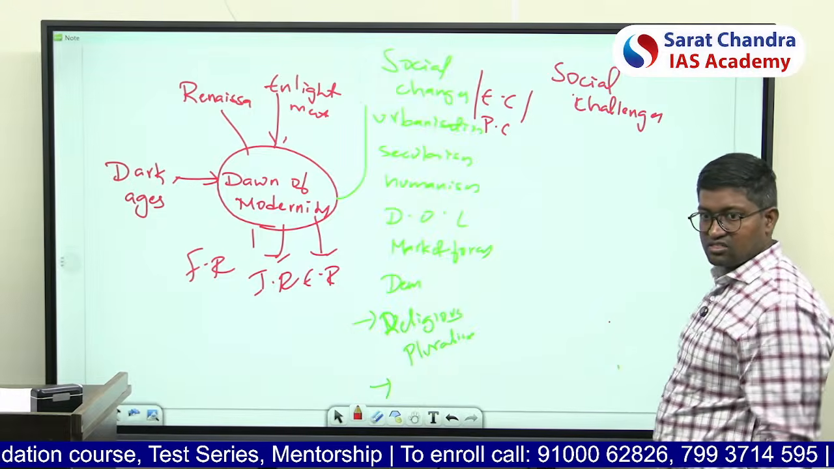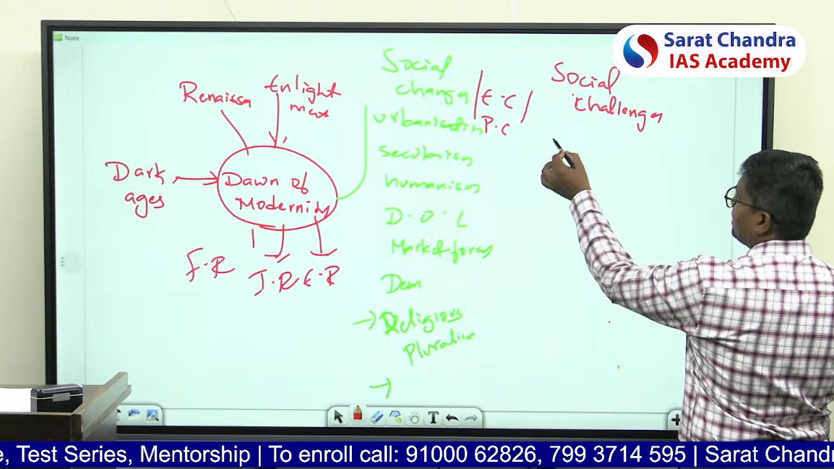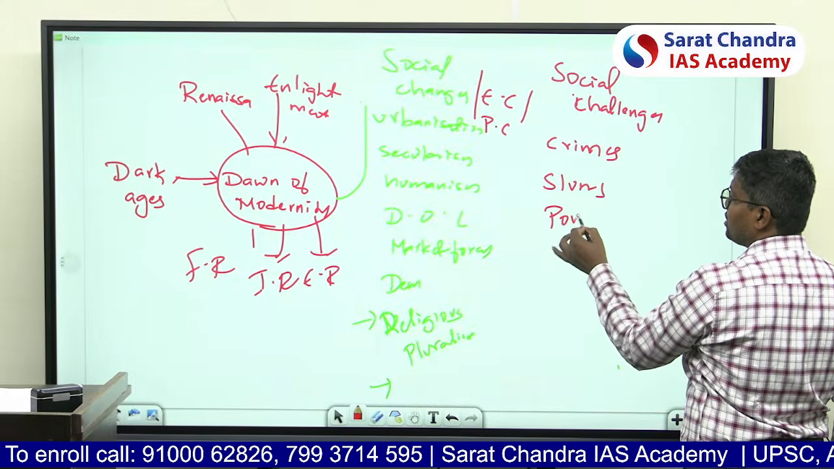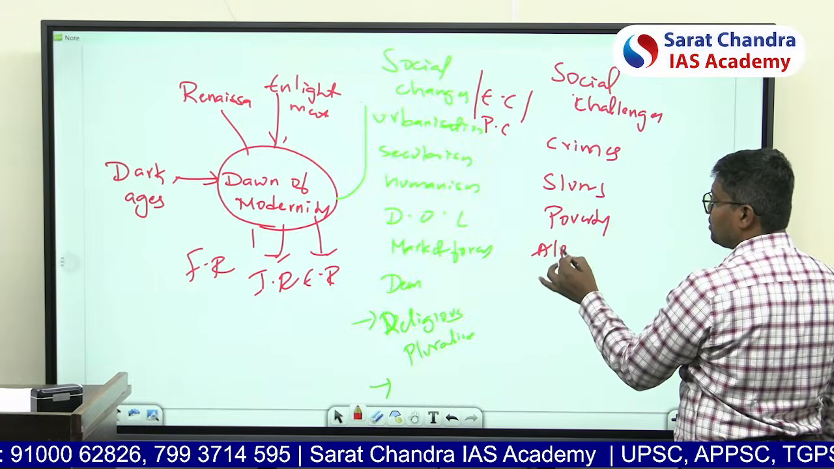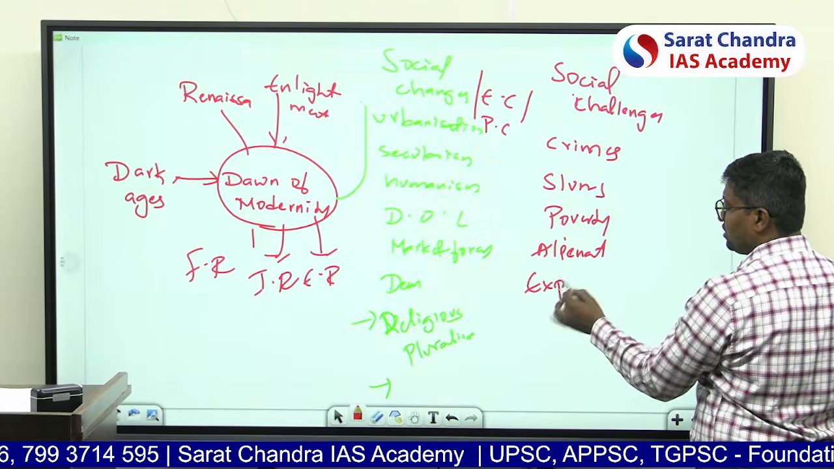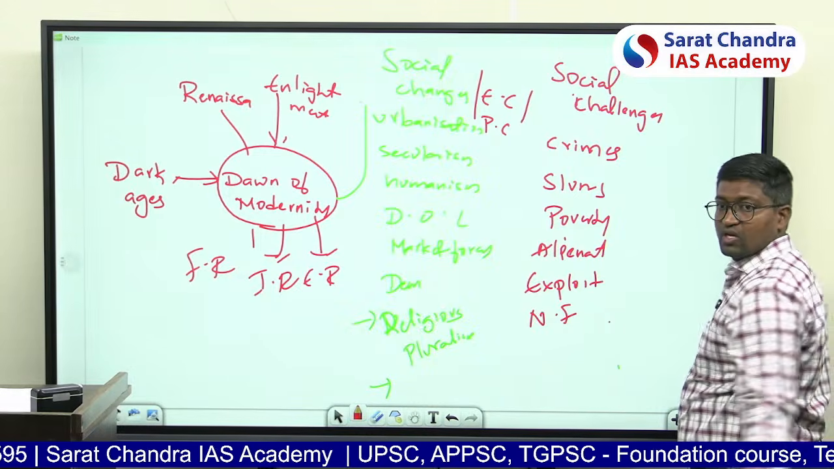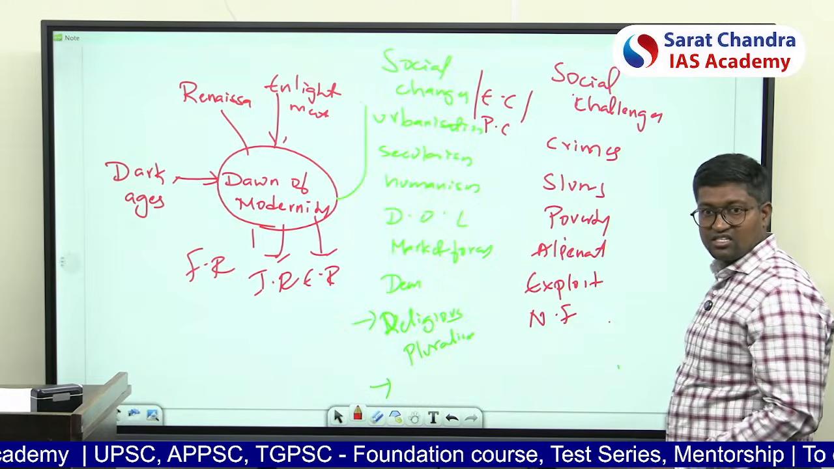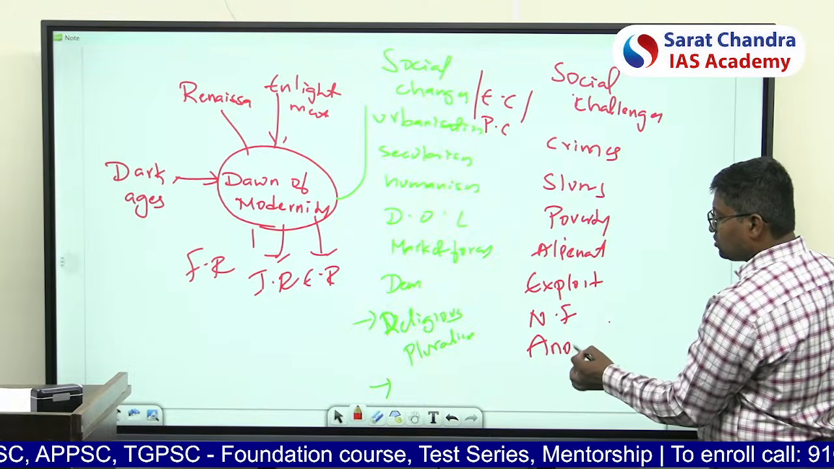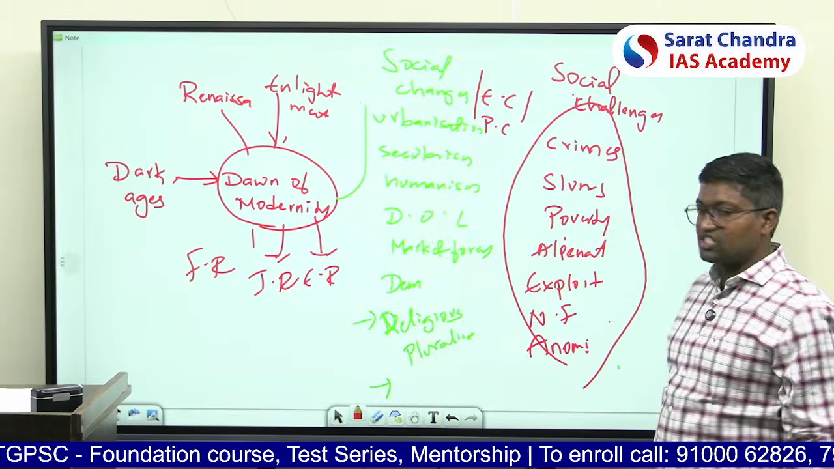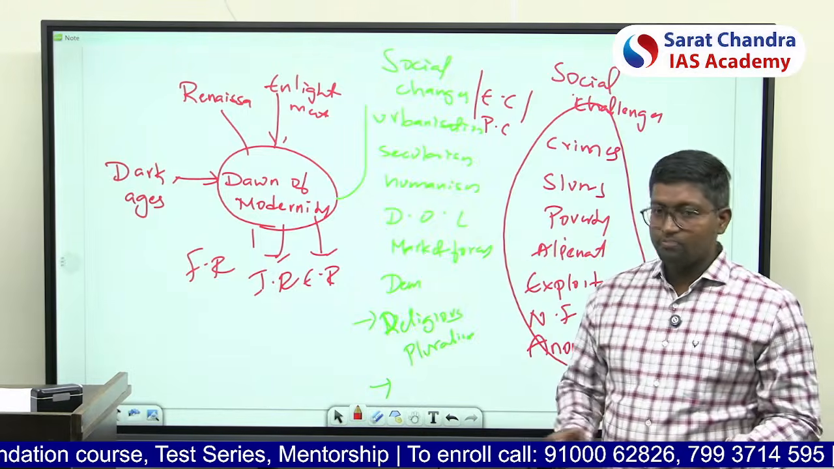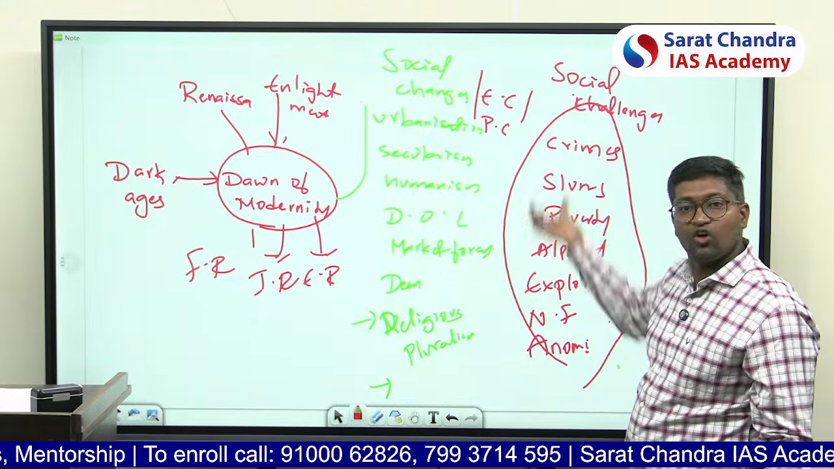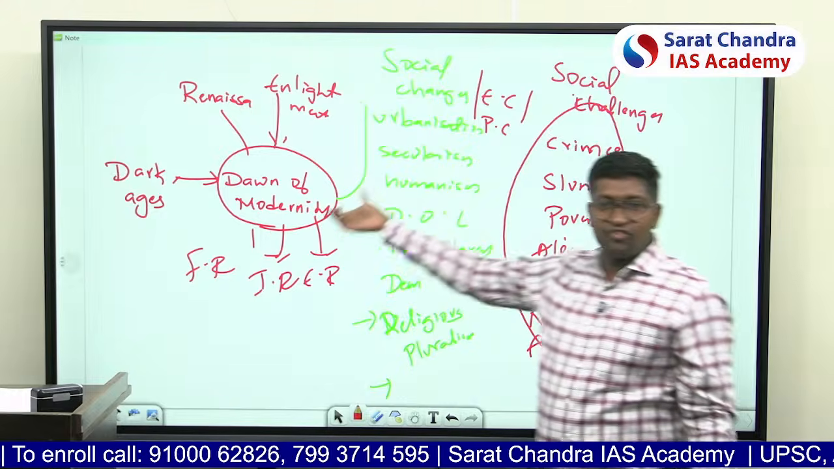So what are the social challenges? We see increasing crimes, slums, rising poverty, rising alienation, increasing exploitation, emerging nuclear families, increasing unhygienic living, increasing insecurity, and increasing anomie. These are all the social challenges which emerged in Europe. So we see the dawn of modernity, and with the rise of social challenges we see the fall of modernity. So, the rise and fall of modernity.